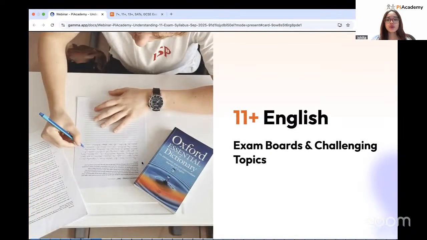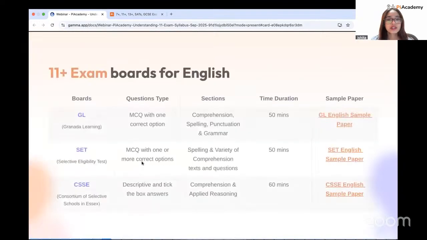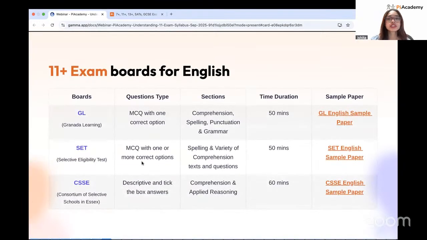Okay, so now we will be looking at the 11 plus exam boards in a bit more detail, and the challenging topics that you will encounter. First, 11 plus exam boards specifically for English. As I mentioned, we have Granada Learning, SET and the CSSE. The question types and the sections allocated for these different exam boards are of course different.